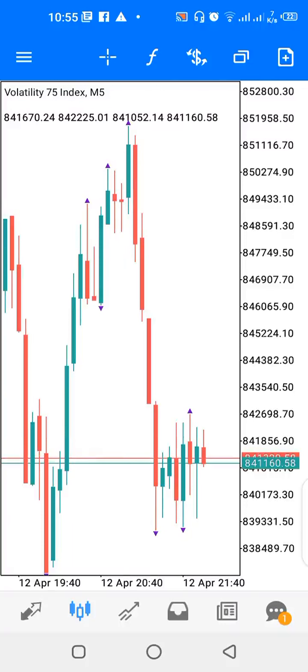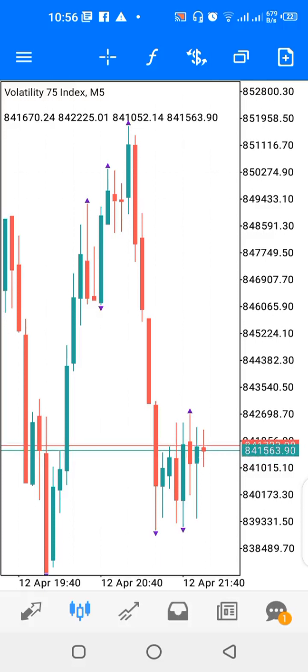Today we'll be looking at zones where you can possibly place your hedge trades for the Grail-Hedge strategy.